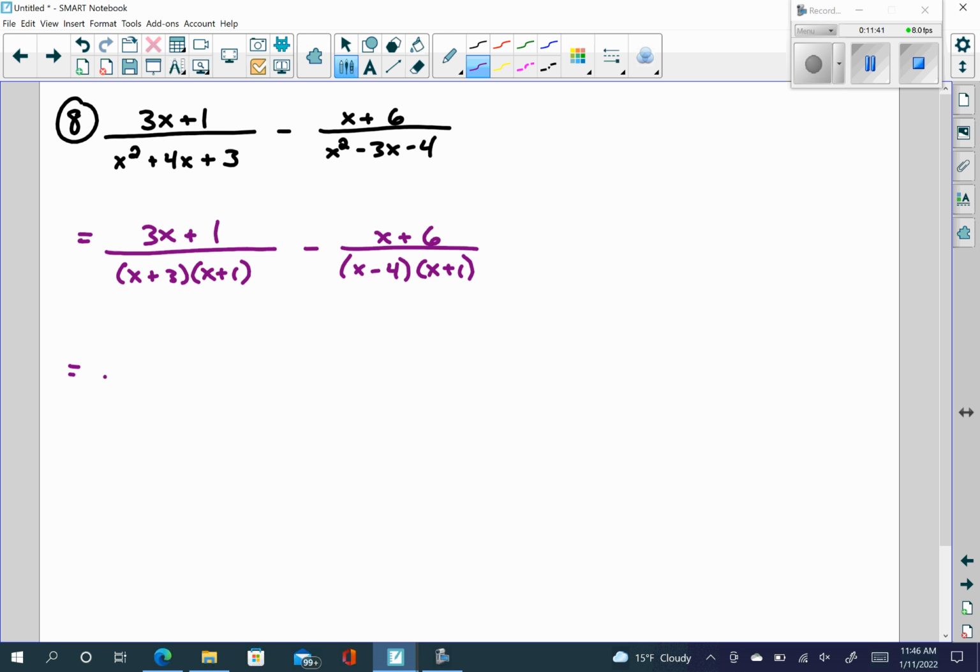So now our LCD, what do they have in common? They have an x plus 1 in common. So just like the last problem, I also need an x plus 3 and an x minus 4. So we'll say x plus 3, x plus 1, x minus 4 for both of them.